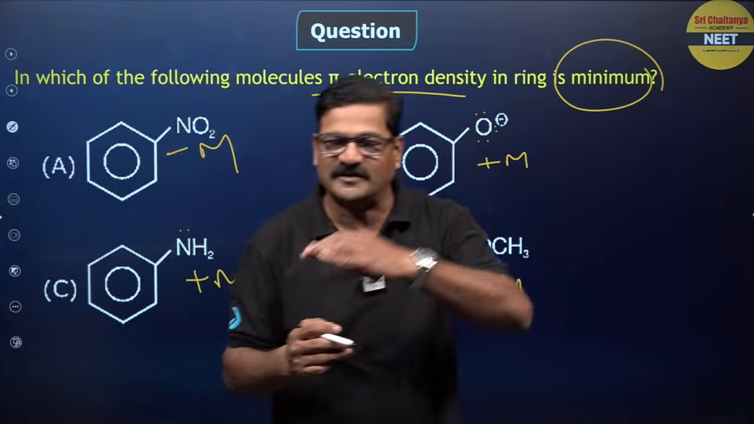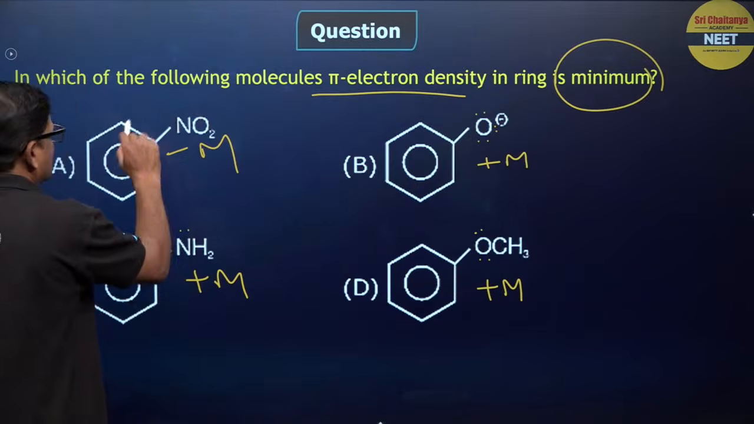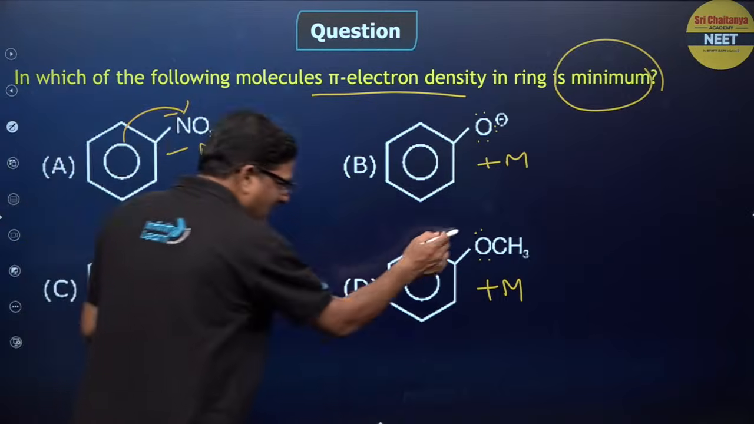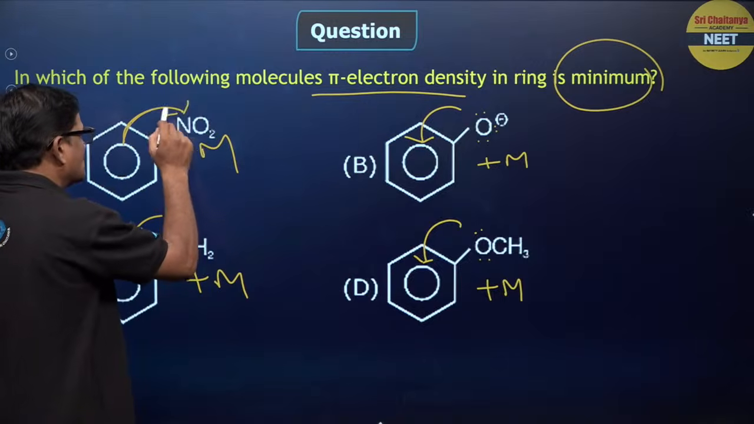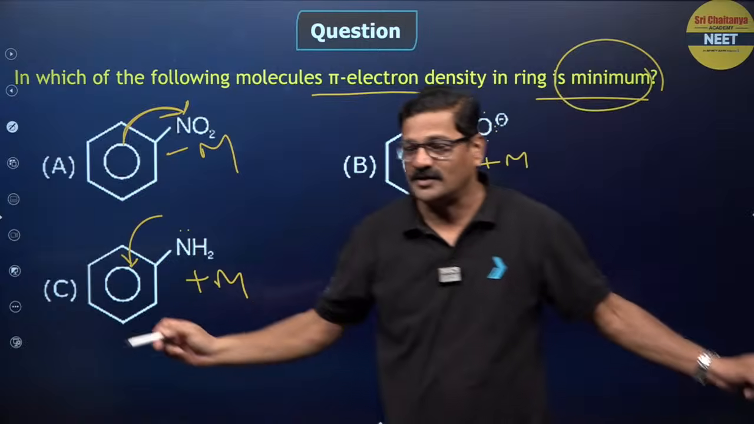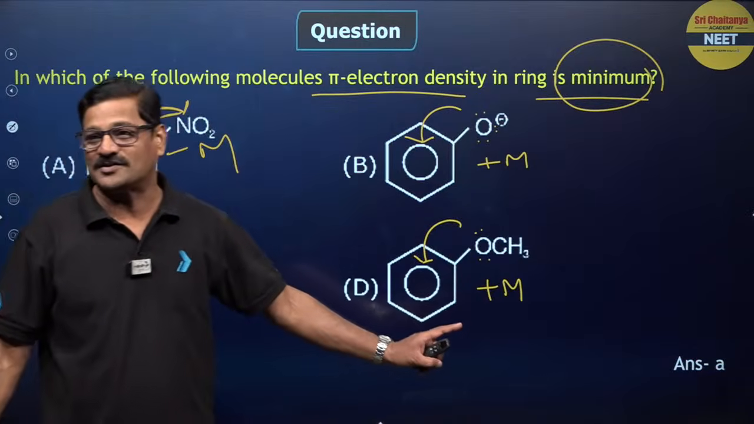Negative mesomeric effect takes away the electron from the benzene, so the electron density should be the minimum. Answer 1 is the correct answer for this question. Anjali Gupta, your answer is correct.